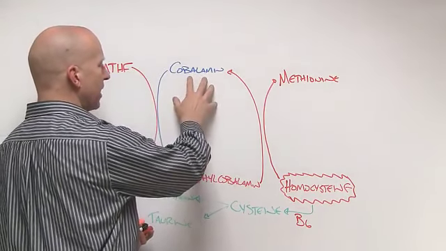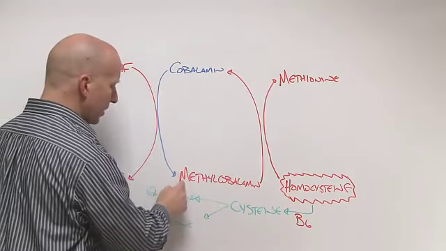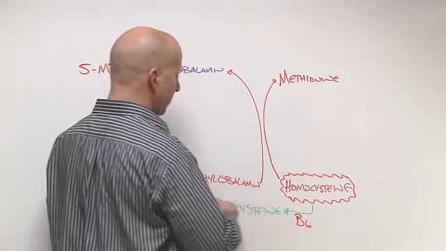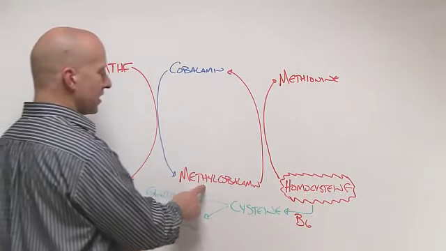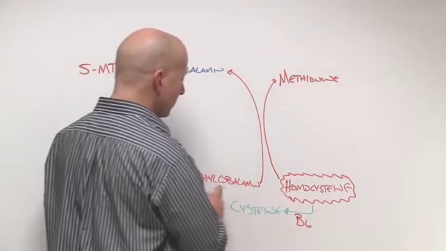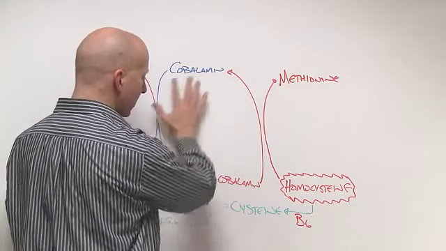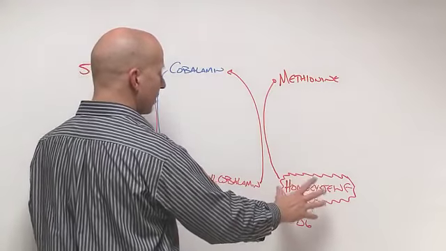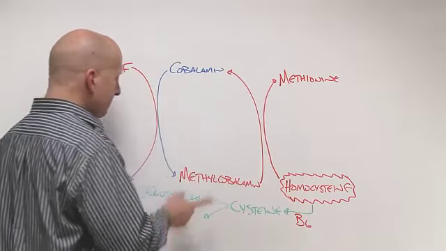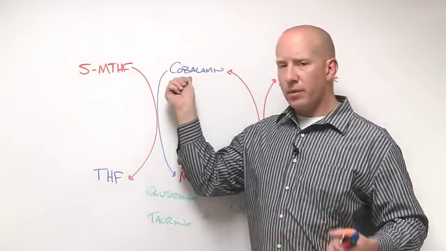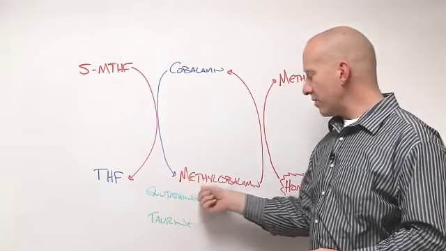If this only happens by itself and cobalamin cannot be regenerated into methylcobalamin, you can see how homocysteine levels would increase. So a B12 deficiency can cause an increase in homocysteine, because if you lack active vitamin B12, or specifically methylcobalamin, you can't convert homocysteine into methionine. The other story, though, is how does inactive cobalamin, or B12, turn back into active methylcobalamin?